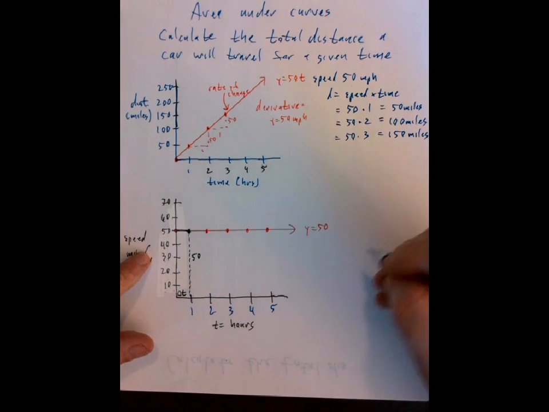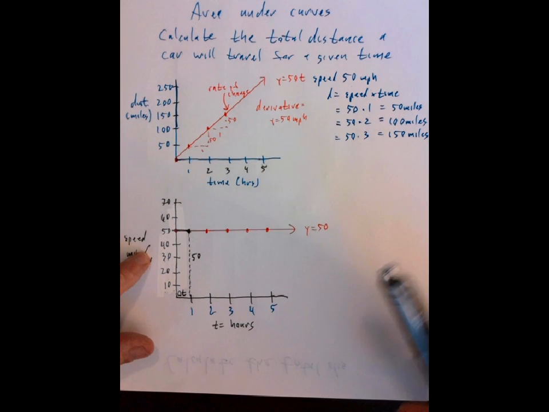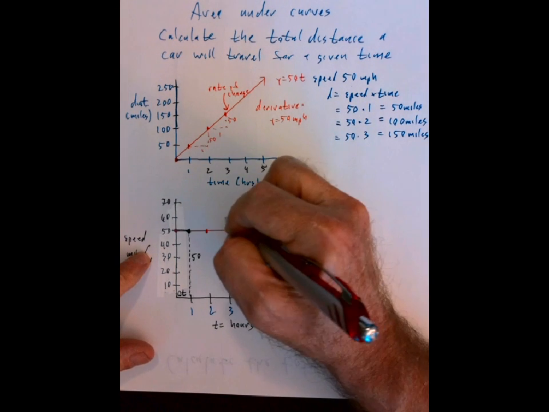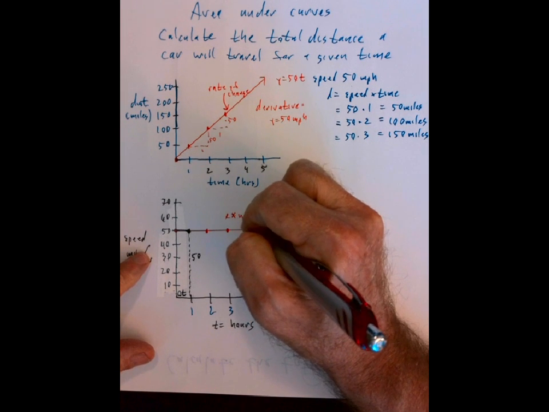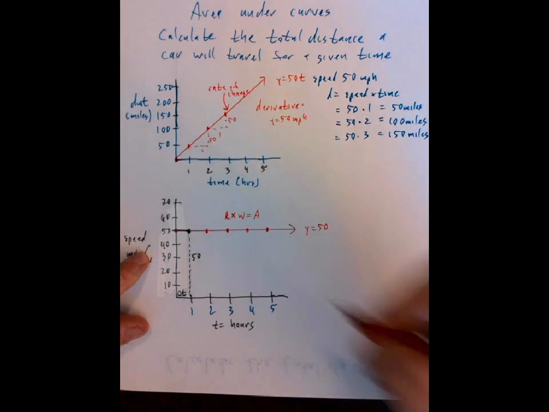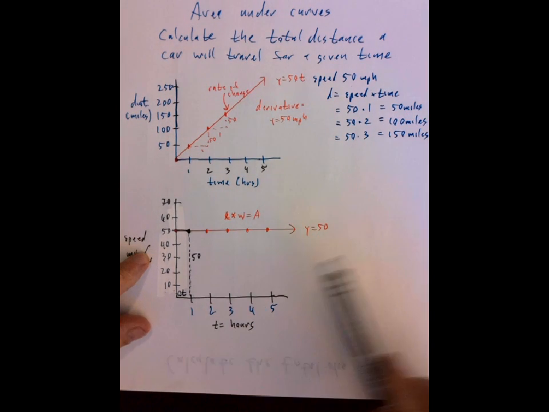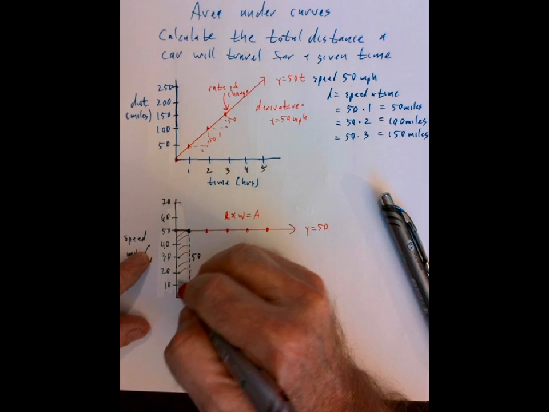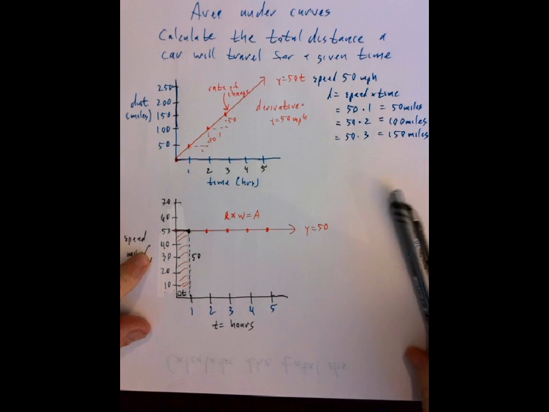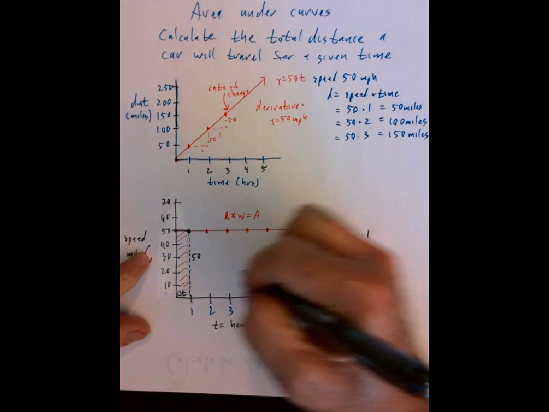So, what's the area of a rectangle? Well, the area of a rectangle is length times width, isn't it, right? So, if I find the area, that is the amount of space in here, by multiplying length times width, I'm going to multiply 1 on the bottom, right, by 50, the height.